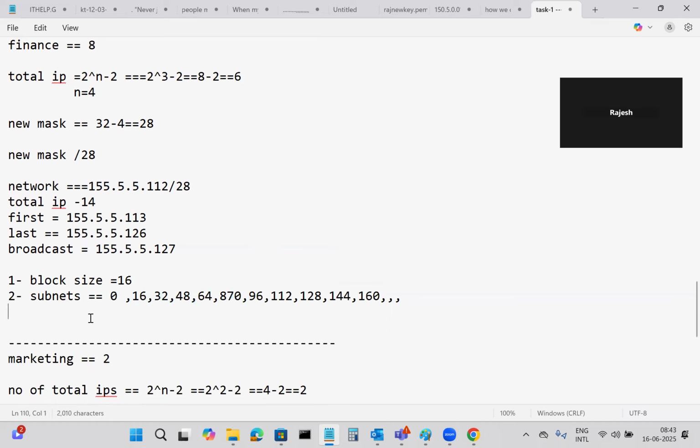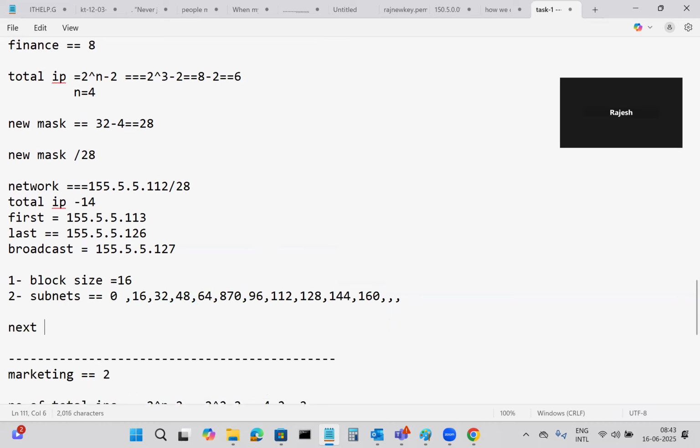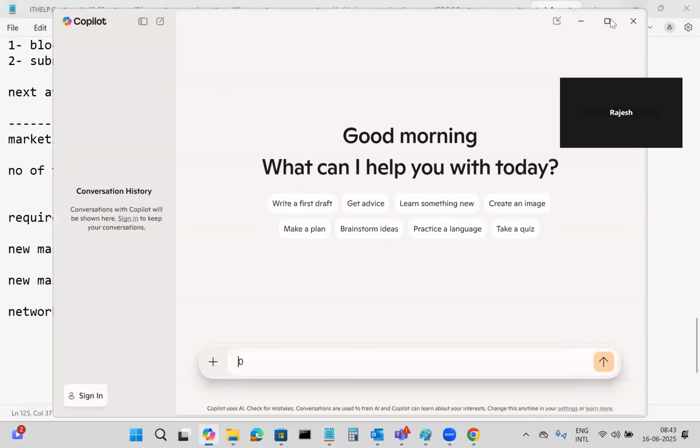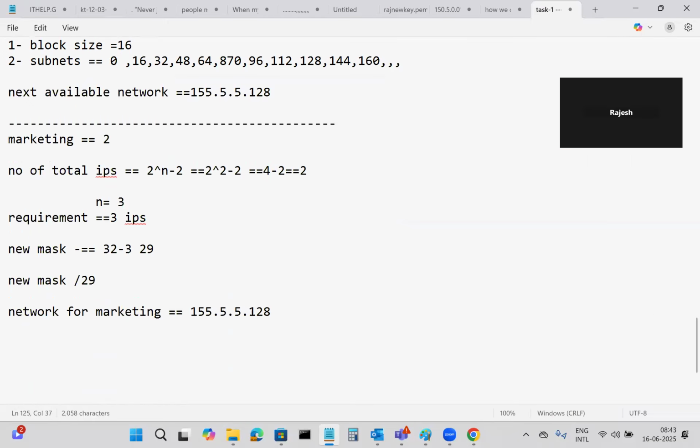So I will write down here the next available network: 155.55.128. That 128 will be the network for my marketing department with the mask of 29. That's it.